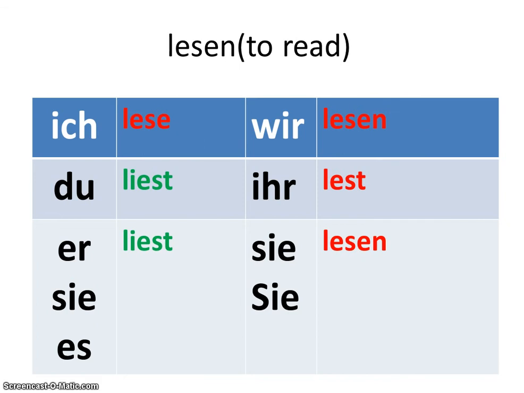Lesen, to read. Ich lese, du liest, sie es liest, wir lesen, ihr lest, sie lesen. This follows that rule earlier where if it ends in an s, ß, z, or sch, then you don't have an st ending. You just have one s.